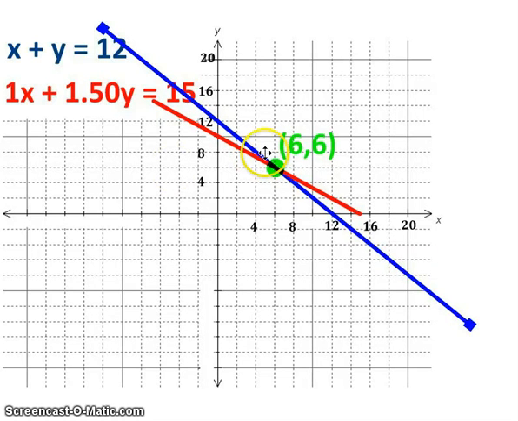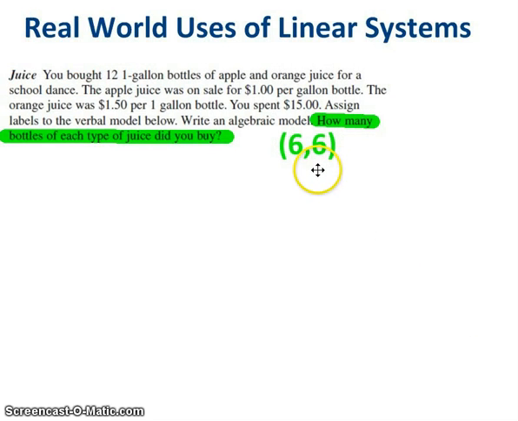I identify its coordinates, 6, 6, and you will find if you plug 6, 6 back in, 6 plus 6, sure enough, is equal to 12, and 6 times 1, which is 6, plus 6 times 1.50, which is 9, 6 plus 9 is equal to 15. That is the right answer. That is the right intersection of those two lines. Or more importantly, the answer to your original question, how many bottles of each type did I buy? I bought 6 of the apple juice and 6 of the orange juice.